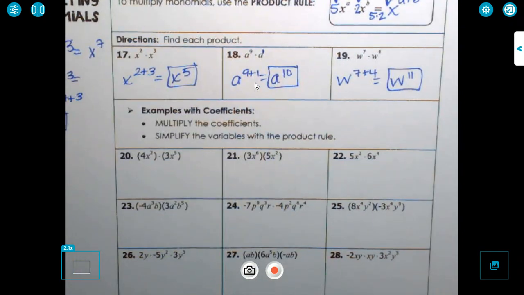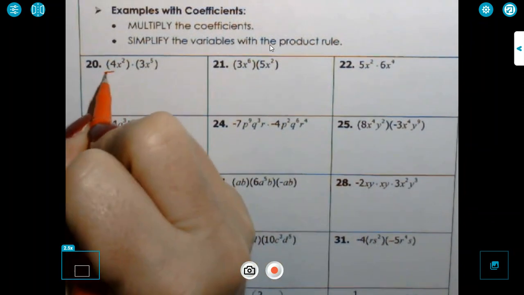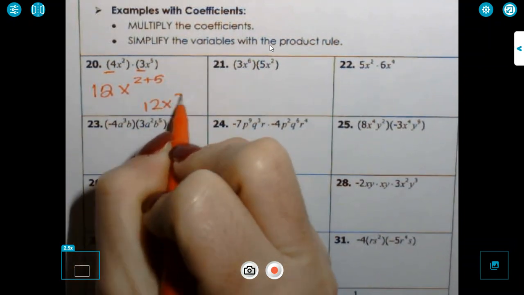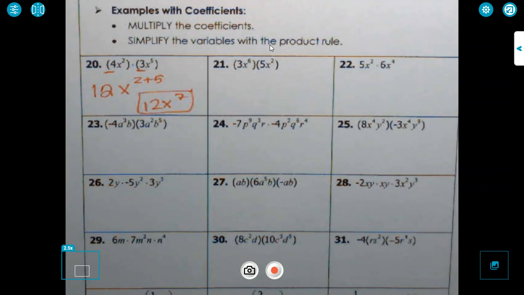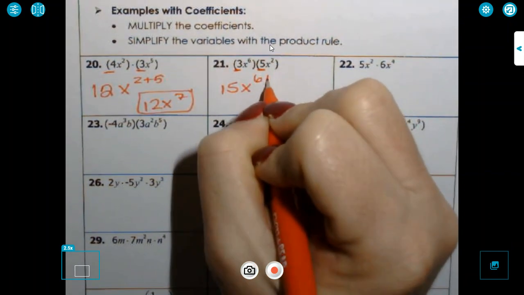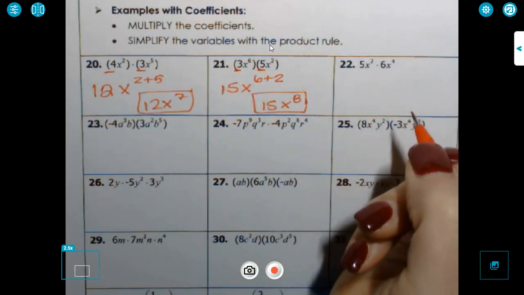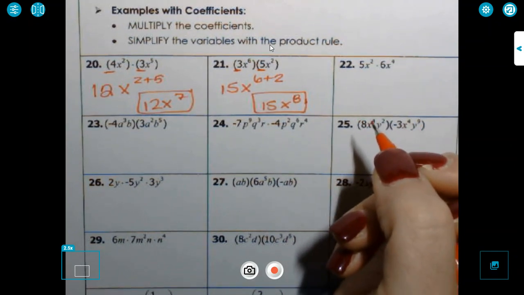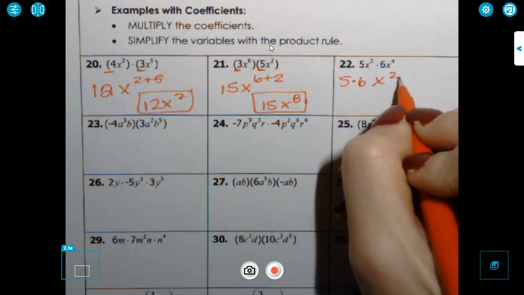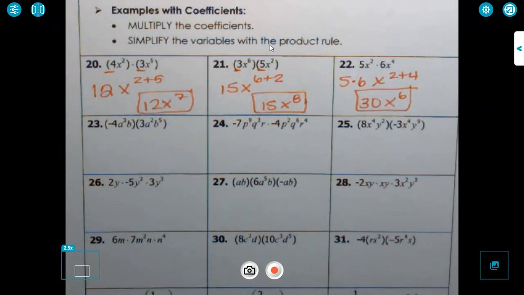All right, so we've got, zoom in a little bit, move it around. Okay, so we've got 4 times 3, which is going to give me 12, and then it's 2 plus 5. So it's 12x to the 7th. Okay, 3 times 5, which gives me 15, and then x to the 6th plus 2, which is 8. Okay, 5 times 6, and then x to the 2 plus 4. So that is 30x to the 6th.